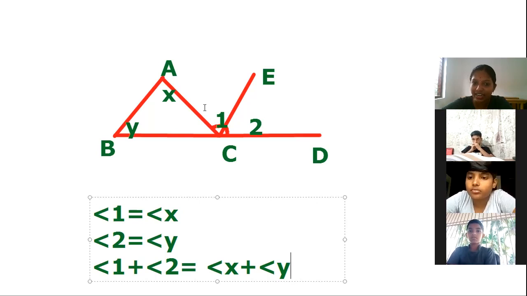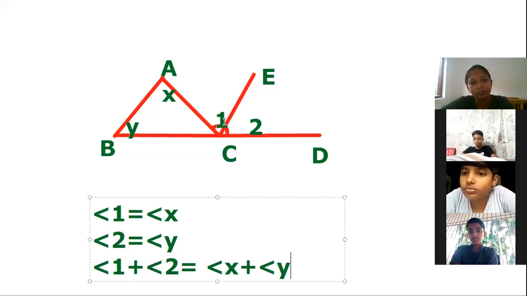Angle 1 plus angle 2 is the exterior angle at C. And what about angle X and angle Y? Angle X and angle Y are the interior angles at A and B. Did you get the idea? Angle X and Y are the interior angles at A and B, and angle 1 plus angle 2 is the exterior angle at C. Then using this, can you say the property of an exterior angle?